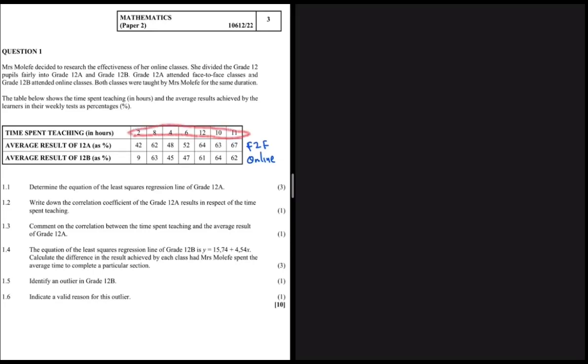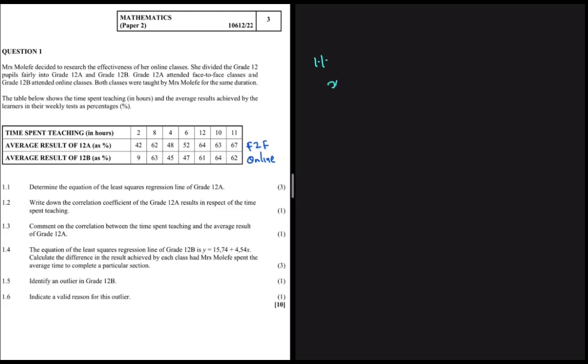Here we have the average weekly results of 12A, and here we have the average weekly results for 12B. So that is the data we're dealing with here. And then 1.1 says let's determine the equation of the least squares regression line of 12A.